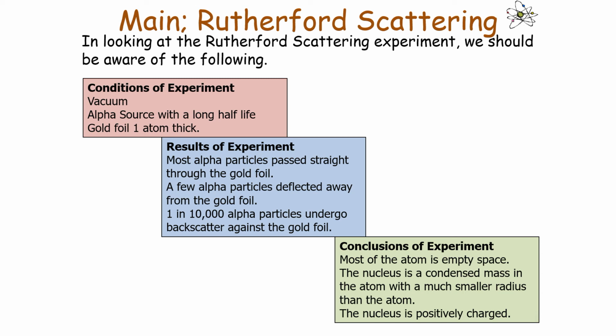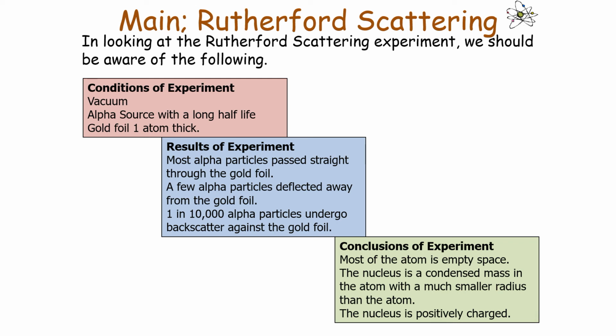The conditions of the experiment: you need a vacuum, an alpha source and gold foil 1 atom thick. You need to know the results of the experiment. Most alpha particles pass straight through the gold foil, a few alpha particles are deflected away from the gold foil, and 1 in 10,000 alpha particles undergo backscatter against the gold foil. And finally, you can come up with some conclusions.